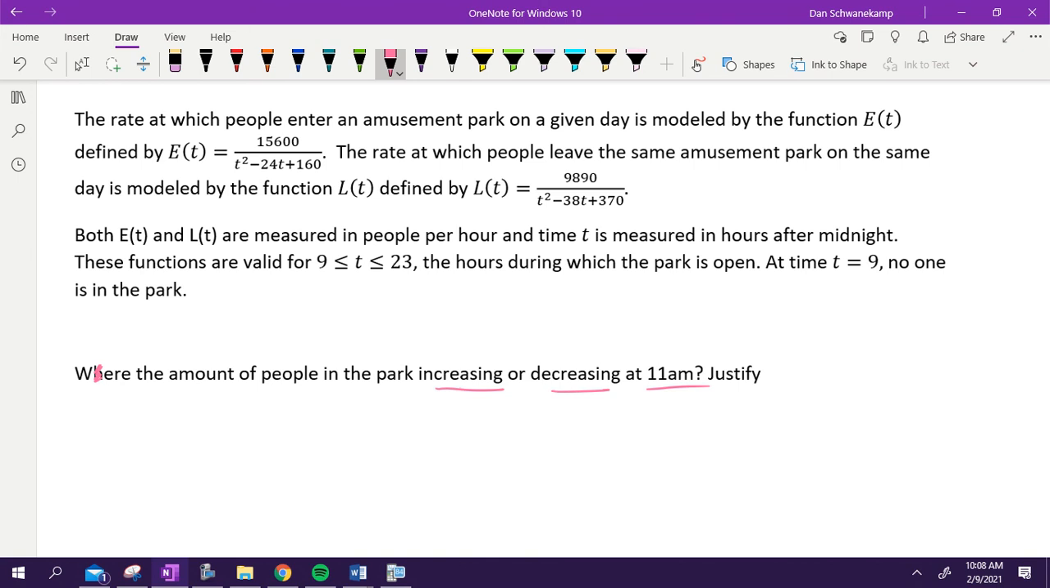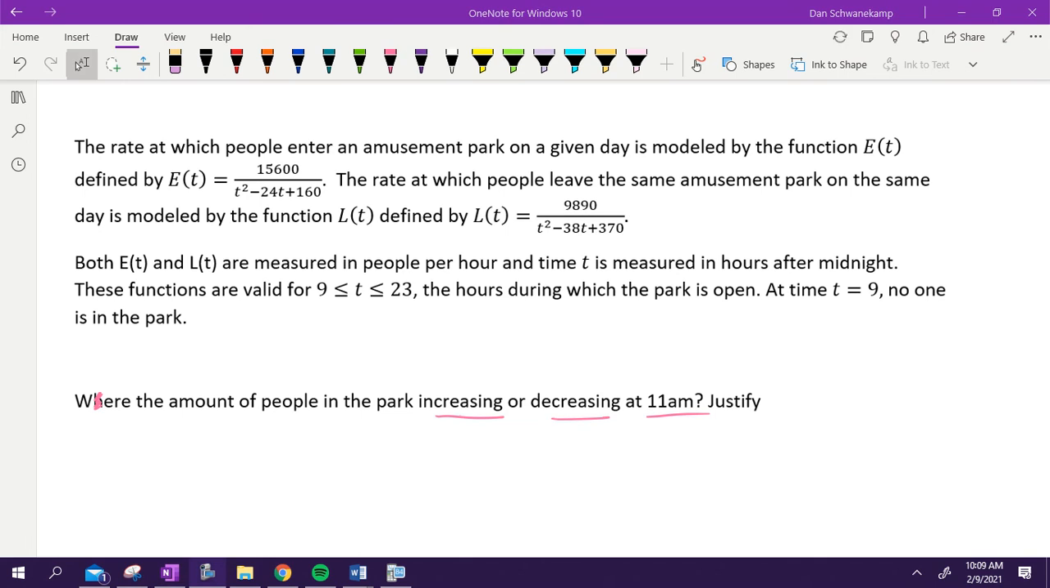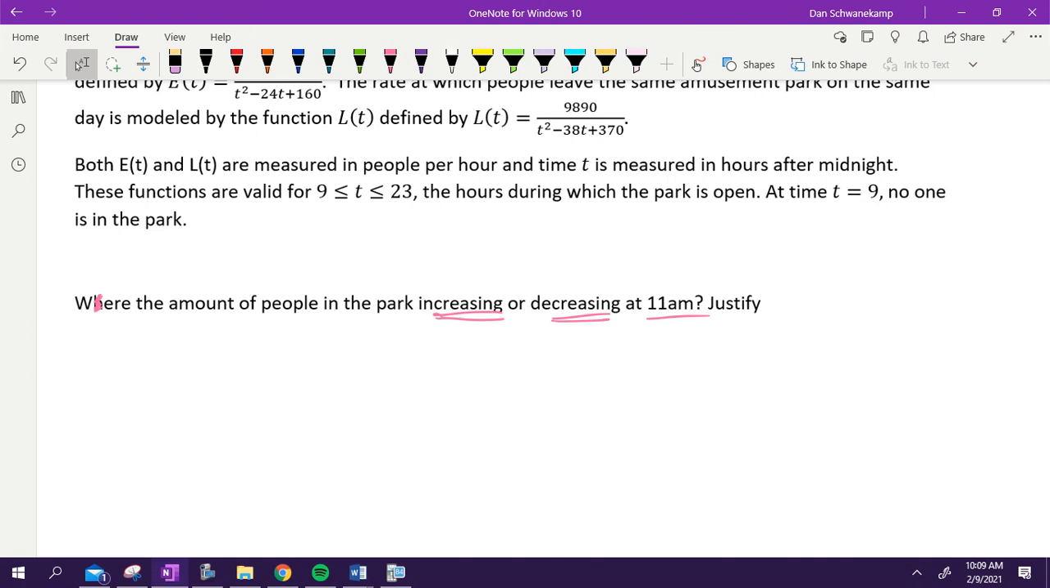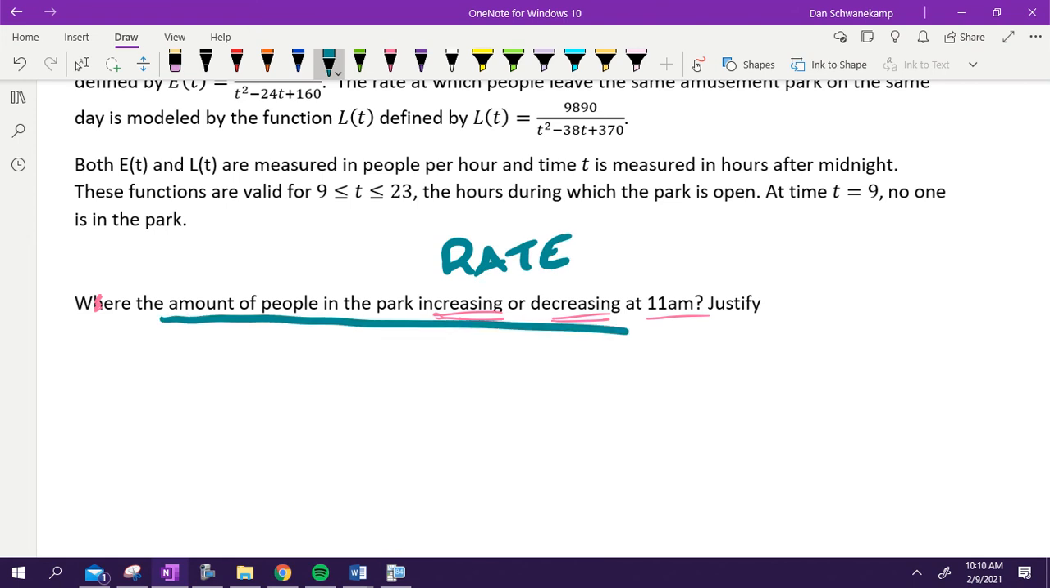Talk with the people around you. How would you determine if the amount of people were increasing or decreasing? Let's look at it. Were the amount of people in the park increasing or decreasing? Okay. If we want to know the amount of people increasing or decreasing, what do I want to look at? The derivative. I want to look at a rate. If I want to know the amount increasing or decreasing, that is a rate.